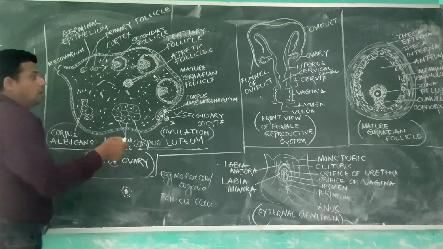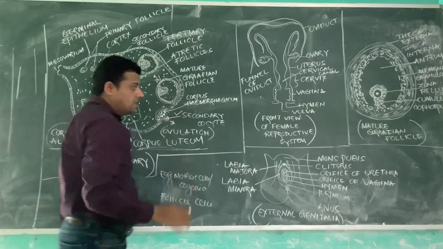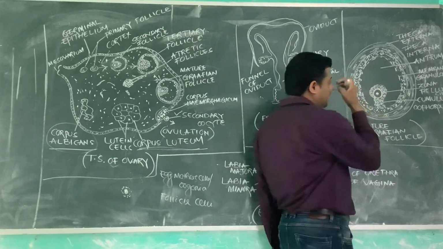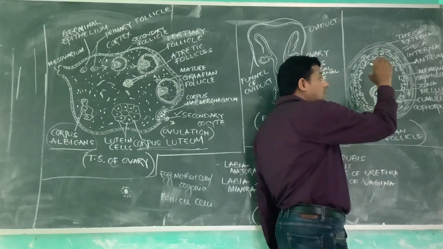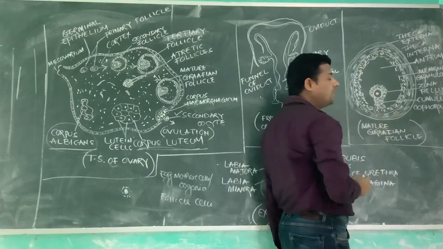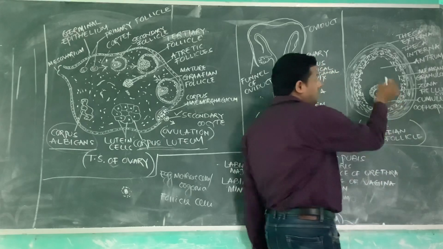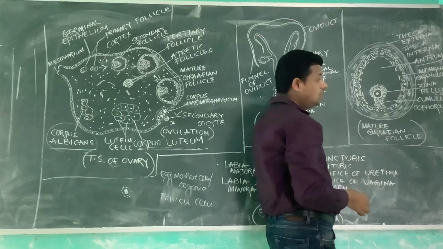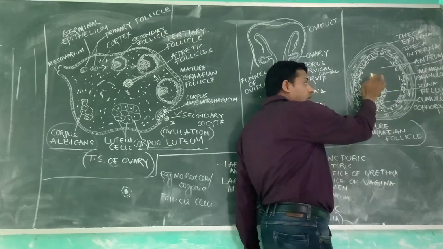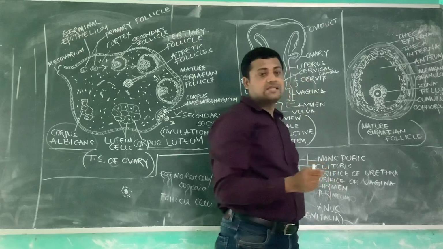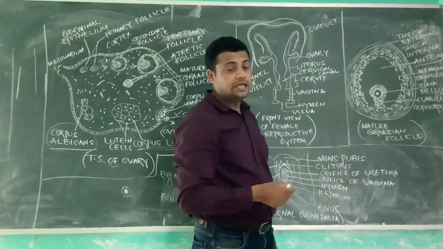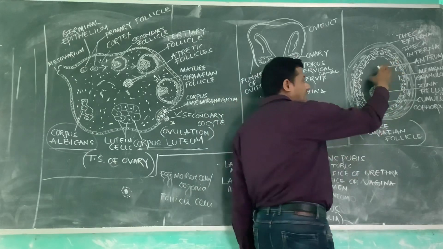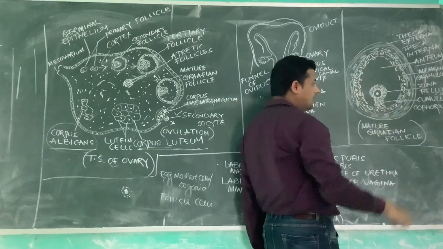Okay. This is the mature Graafian follicle. Look at this diagram. This mature Graafian follicle contains a fluid-filled cavity. The cavity is called the antrum or follicular cavity, which is not empty. It is filled with the fluid. The fluid is called liquor folliculi. Liquor folliculi is a fluid which fills the antrum or follicular cavity of Graafian follicle.